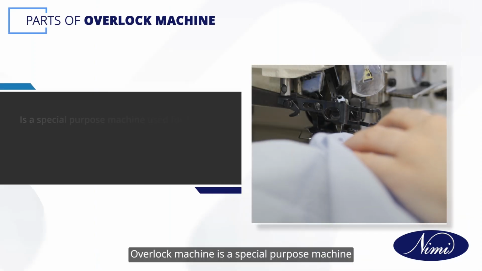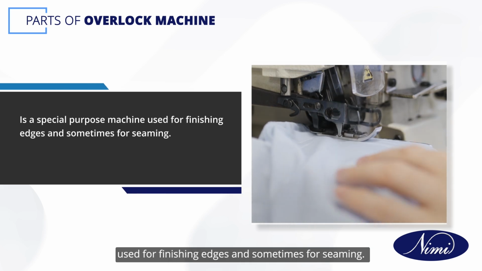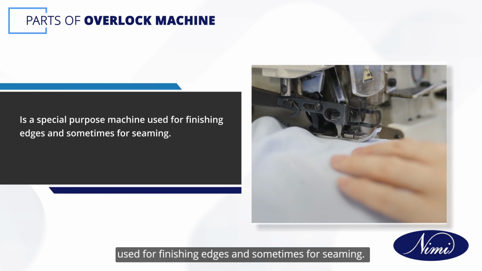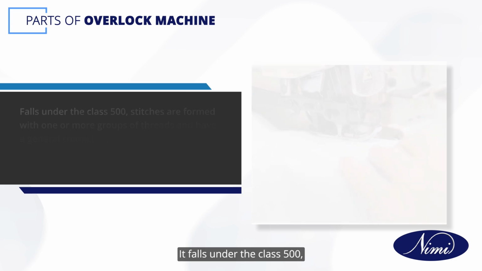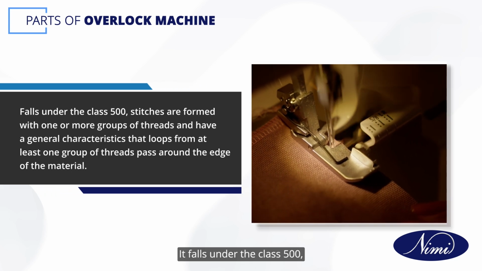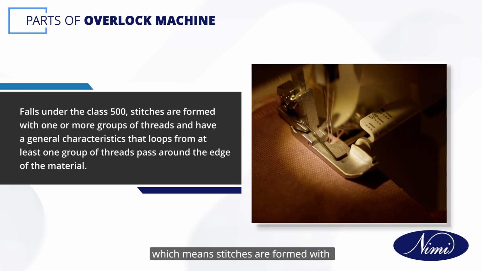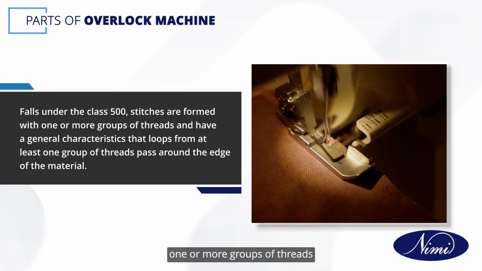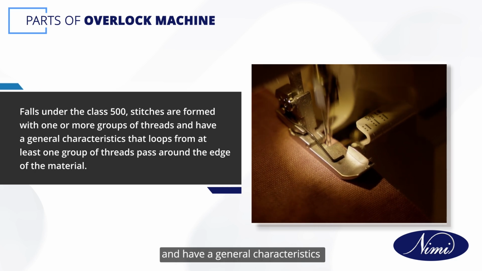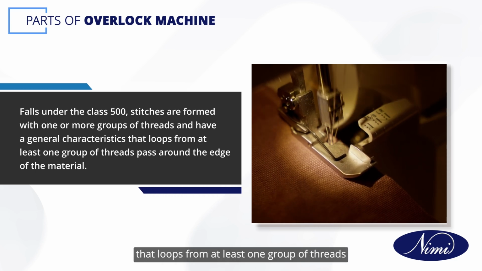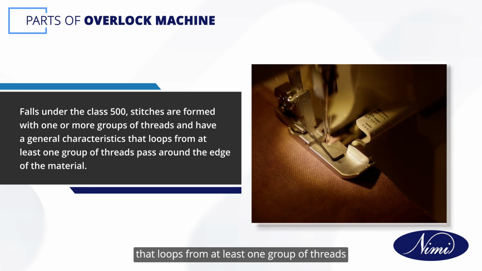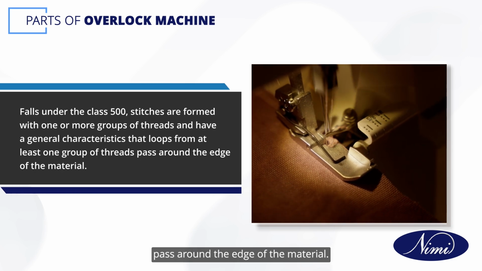Overlock machine is a special purpose machine used for finishing edges and sometimes for seaming. It falls under the class 500, which means stitches are formed with one or more groups of threads and have a general characteristic that loops from at least one group of threads pass around the edge of the material.